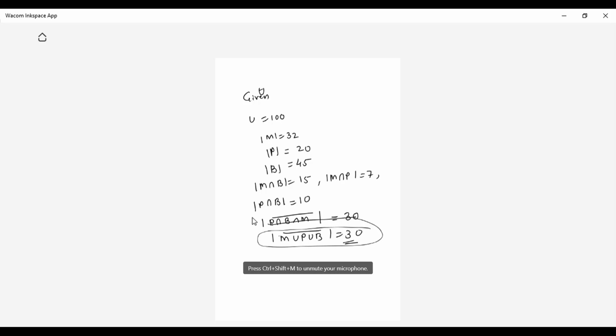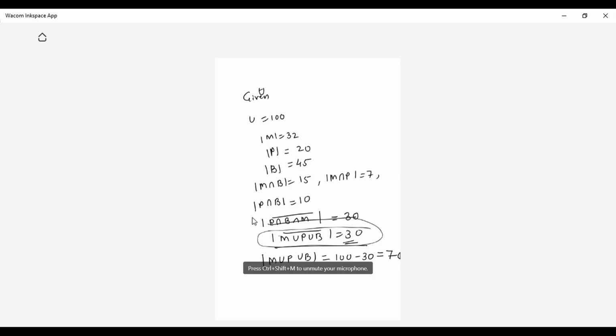Okay, now how do I find it out? M union P union B. Now we have this value, right? The cardinality of (M union P union B) bar is equal to 30. Can I get M union P union B over here? What would be the value of M union P union B? Its cardinality would be 100 minus 30, which will be equal to 70.